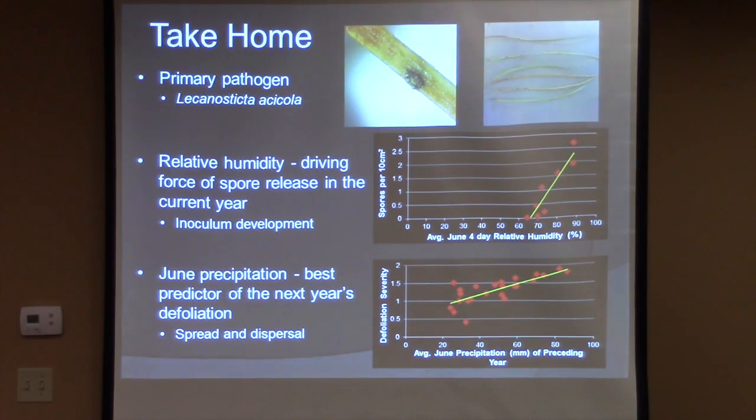So as a take-home, we believe that the primary pathogen of this white pine needle defoliation is Lecanosticta acicola. Relative humidity is the driving force for the current year's spore production or spore maturation, and June precipitation is the best predictor of the next year's defoliation event.